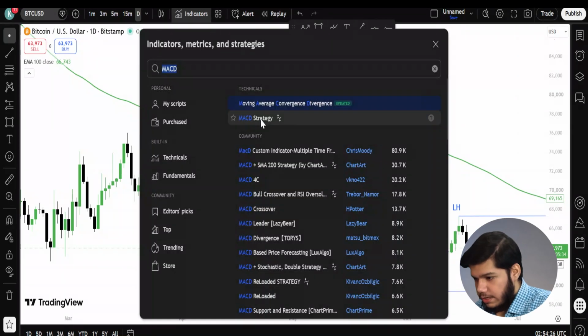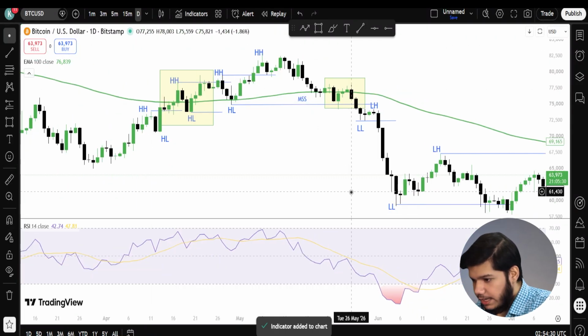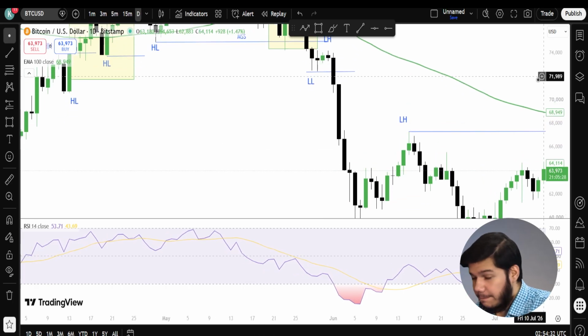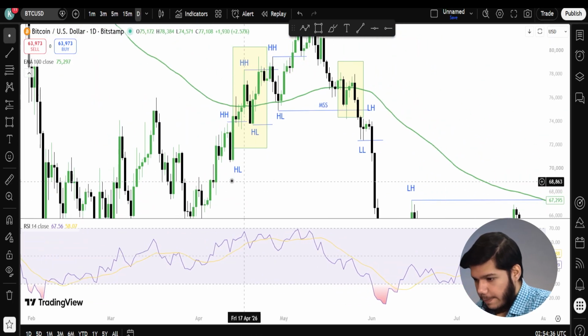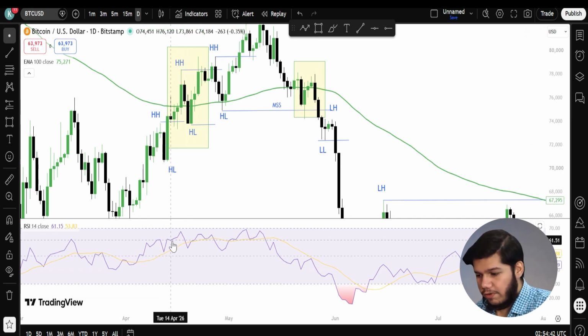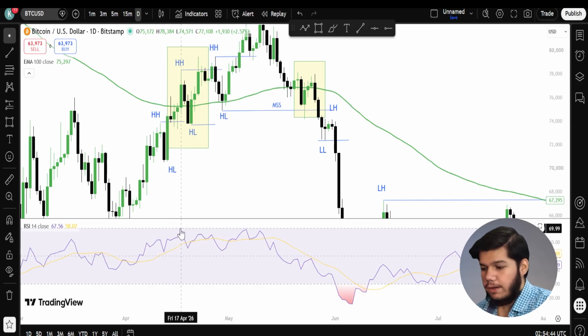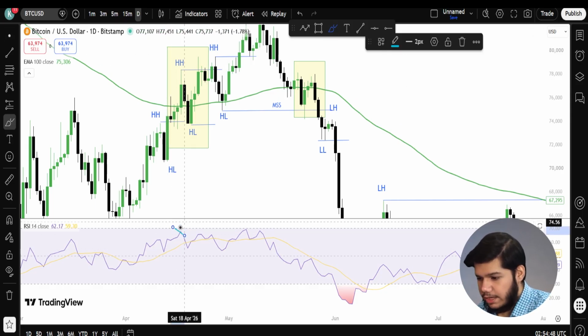Now let's look with the eye of RSI. Here you will find many laggings, as I said earlier. Look right here. This was a trend starting, higher highs, higher lows, higher highs, and higher lows, and RSI was already in the overbought region, which gave you the wrong signal.